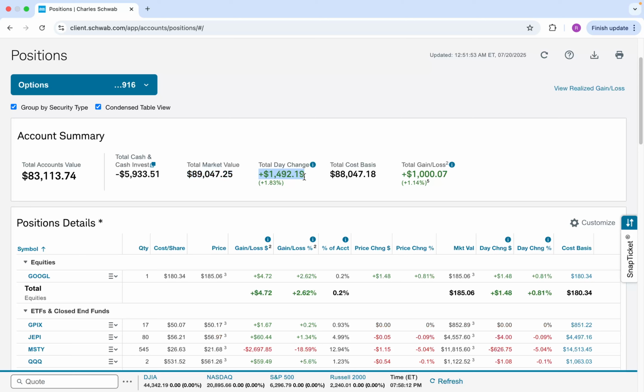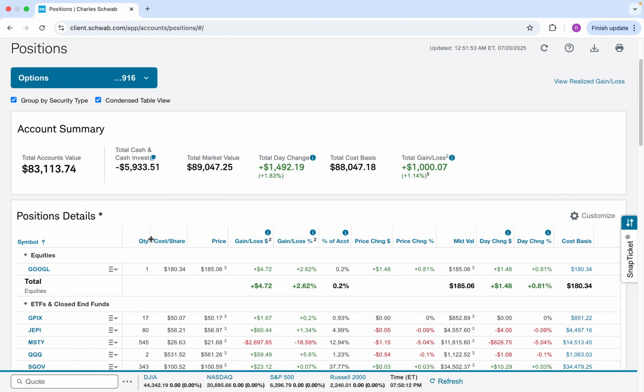So total market value with this equated back into the market value would be $89,047.25. Total day change of yesterday, today is Saturday, so of the trading day yesterday, Friday, was positive $1,492.19 or 1.83%. My total cost basis is $88,047.18, and then total gain or loss is about $1,000. This is always going to fluctuate quite a bit because of options, so I don't pay too much attention to the numbers up here, but I just wanted to go through them very quickly.